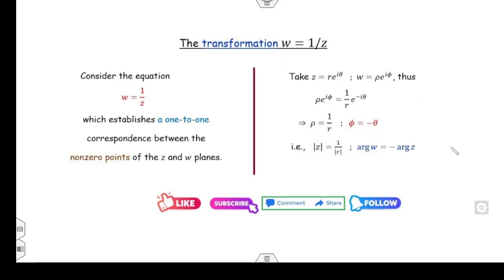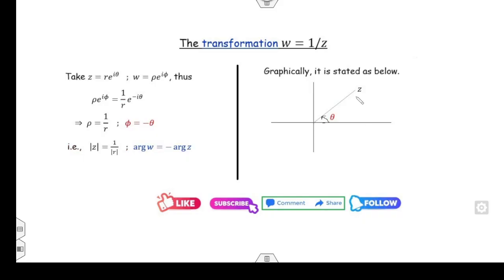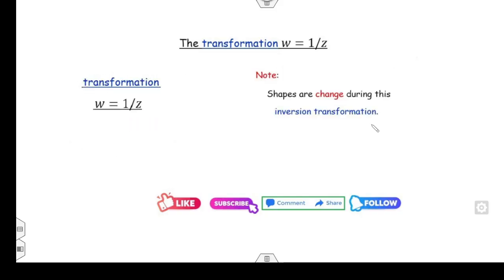Graphically, if you have z with the argument theta, then this is the value of 1 over z. If this number is my r, then it is 1 over r, and this angle is phi, and phi is nothing but minus theta. Now, because this is non-linear, the shapes change during the inversion transformation.